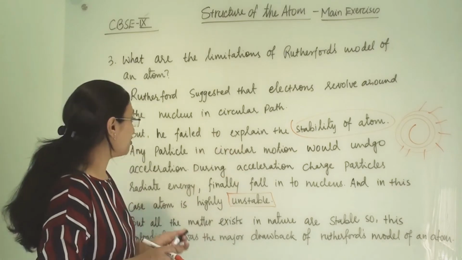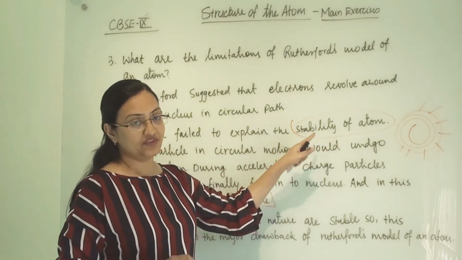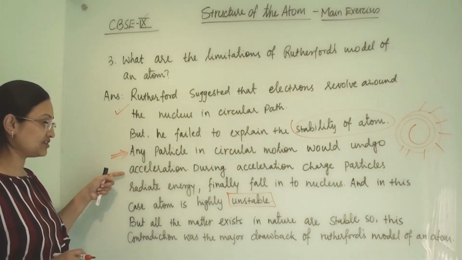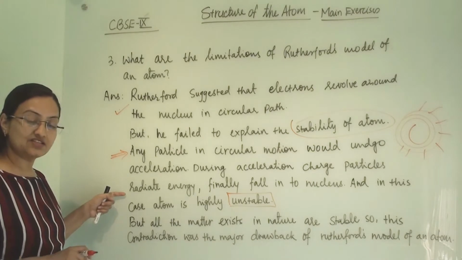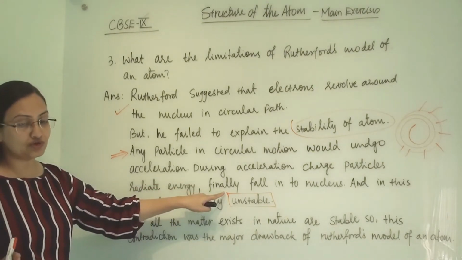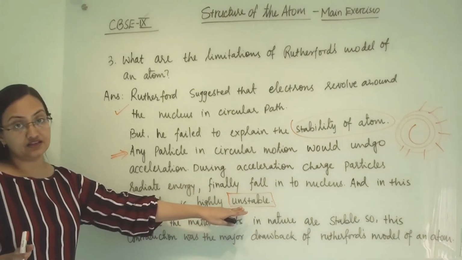So the main drawback is he failed to explain the stability of atom. And we have to write all the reason that due to the acceleration, it will radiate the energy, it will lose energy, and it will finally fall into the nucleus. And in this case, atoms are highly unstable.